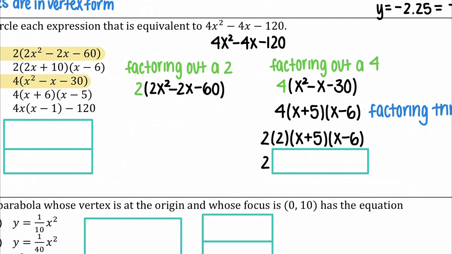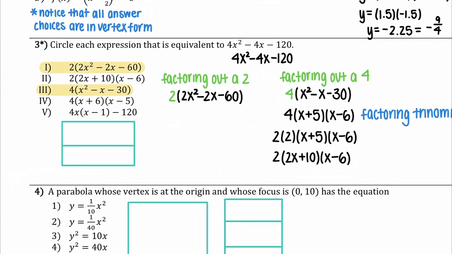And so doing so, we can double check. The 2 stays as it is, and distributing the 2 to one of the factors, we have 2x plus 10 times x minus 6. And, well, we see number 2 is also correct. Yay.